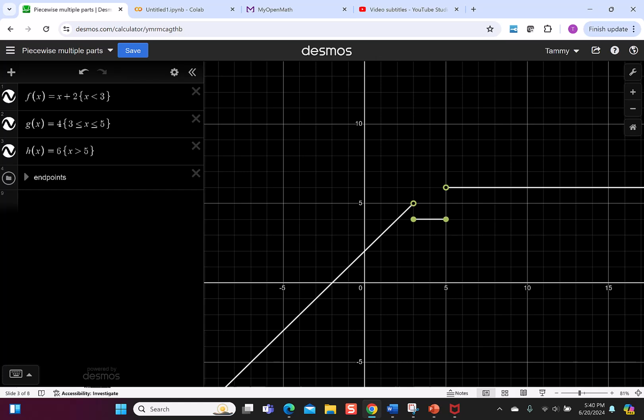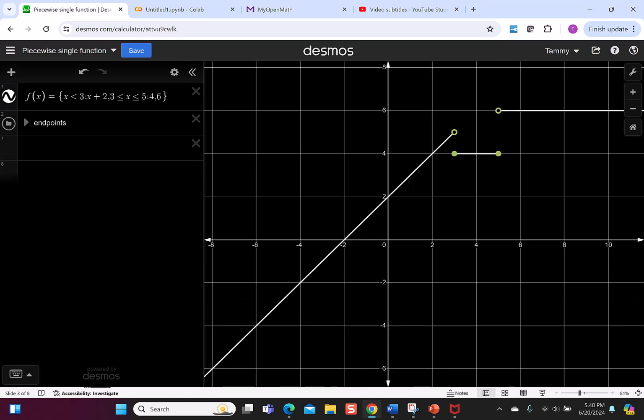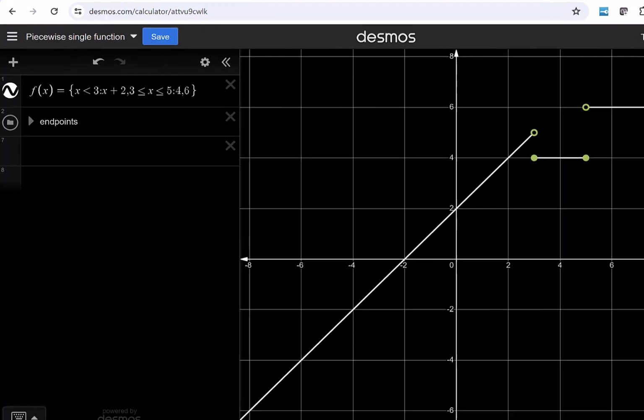Here, if I want to evaluate the function at any particular number, I would have to make sure I used f, g, or h appropriately. So what I want to do instead is switch over to the graph in a singular function. So in the second version of this piecewise function, you can see I only have one function, f of x.